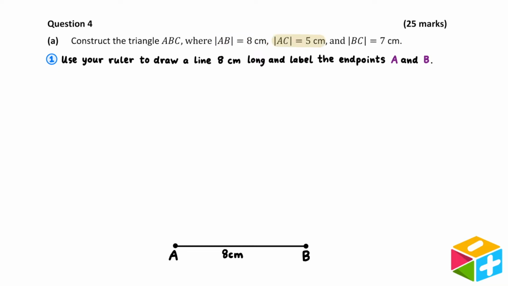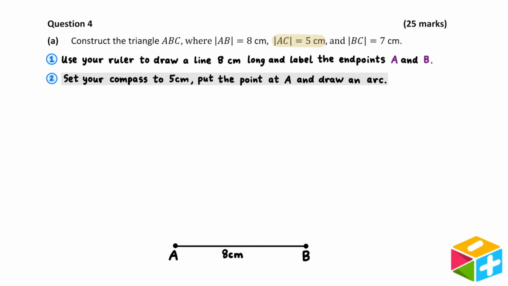We need the length of AC to be 5 centimeters. The next step is to set our compass to 5 centimeters, put the point at A, and to draw out a little arc.